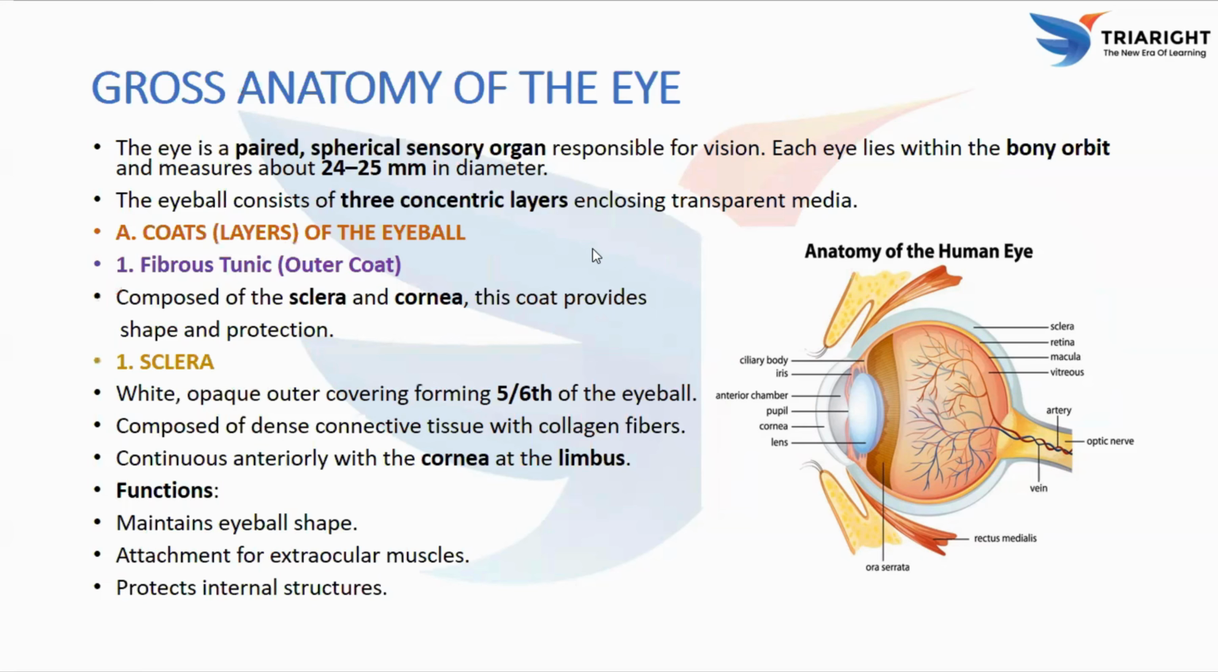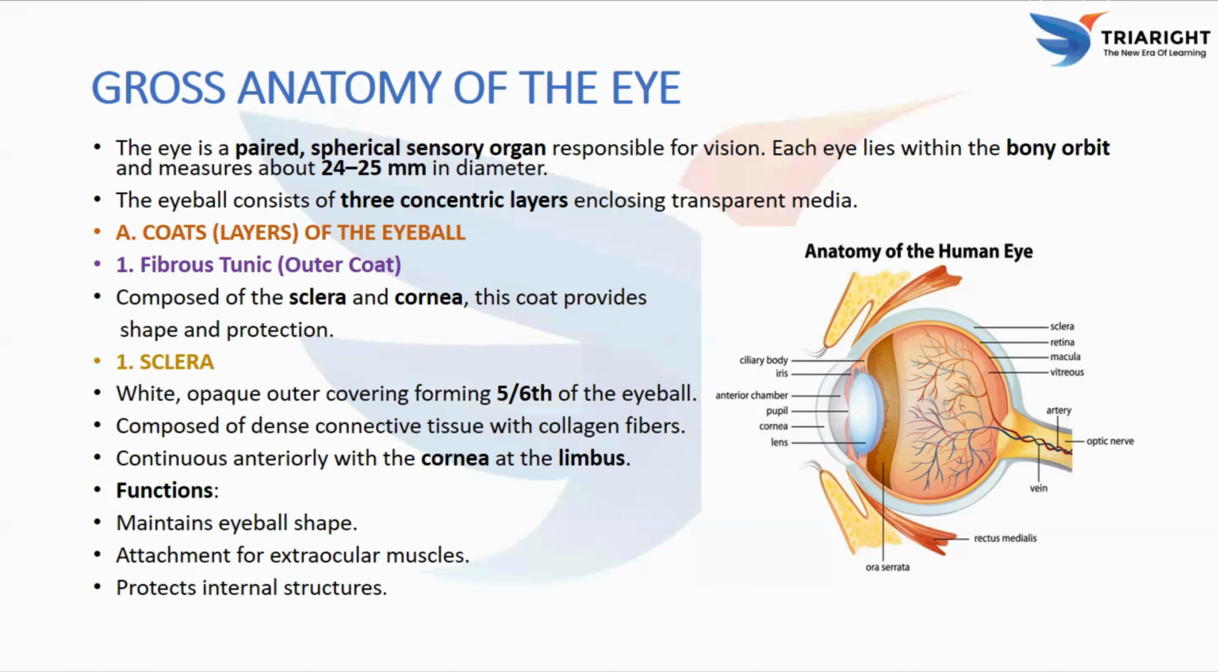So what is eye? Eye is a paired spherical sensory organ, meaning we have two eyes and they are round structures. So what is their main function? Is vision. So each eye sits inside a protective bony cavity in a skull called as the bony orbit. So the diameter of the typical adult eye is about 24 to 25 millimeters in diameter.